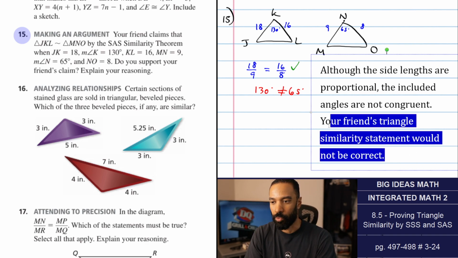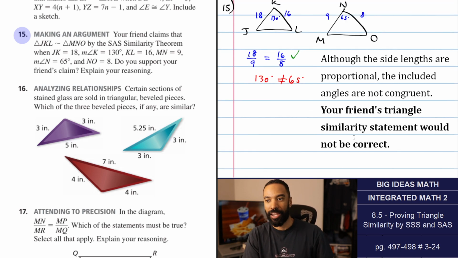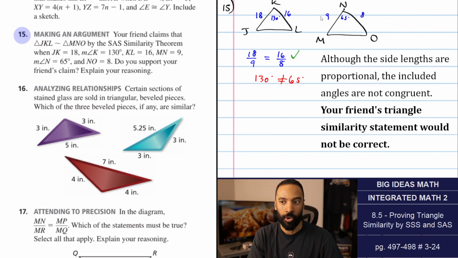So is your friend correct? No. Not by their similarity statement, JKL to MNO. K corresponds with N, but they're not congruent, so I don't think so. It's not going to work.